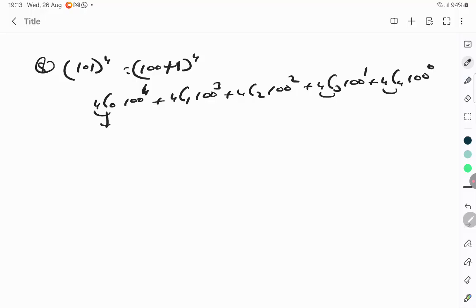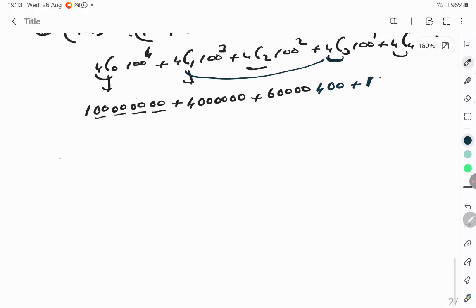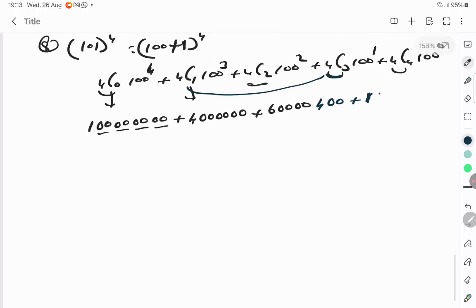4c0 is 1, 100 to the power 4 is 1 with 8 zeros. Plus 4c1 is 4, with 6 zeros. Plus 4c2, which is 4 into 3 by 2, 6, with 4 zeros. And 4c3 is the same as 4c1, which is just 4, so 4 into 100. Plus 4c4 is 1, and 100 to the power 0 is 1. So that's it. Just add these answers and write your answer. Make the addition right, don't make any mistakes.